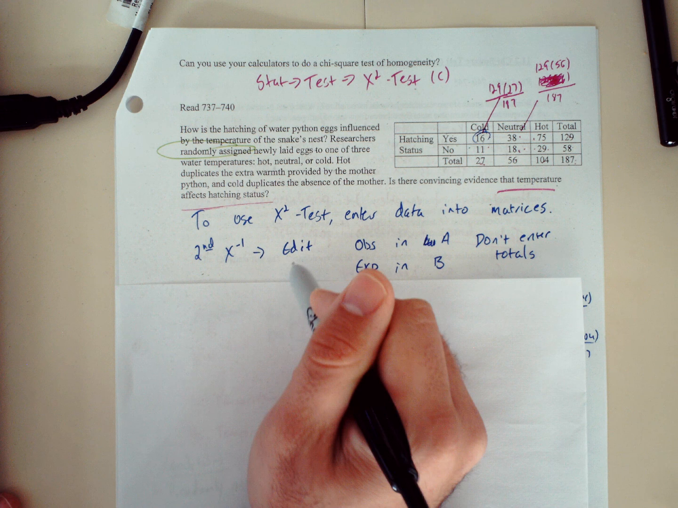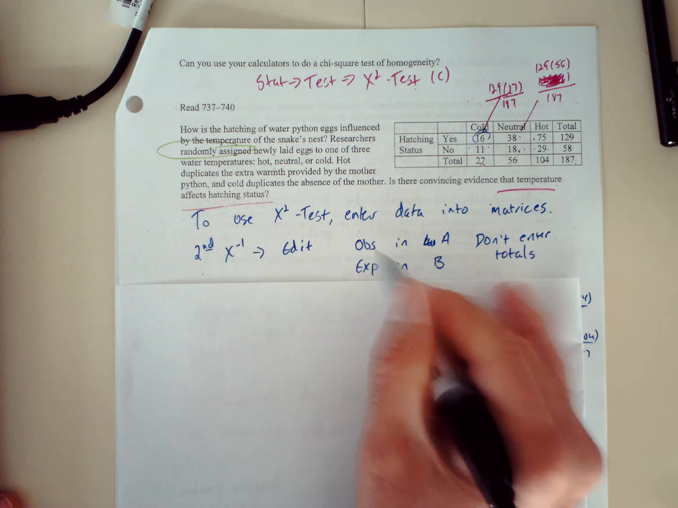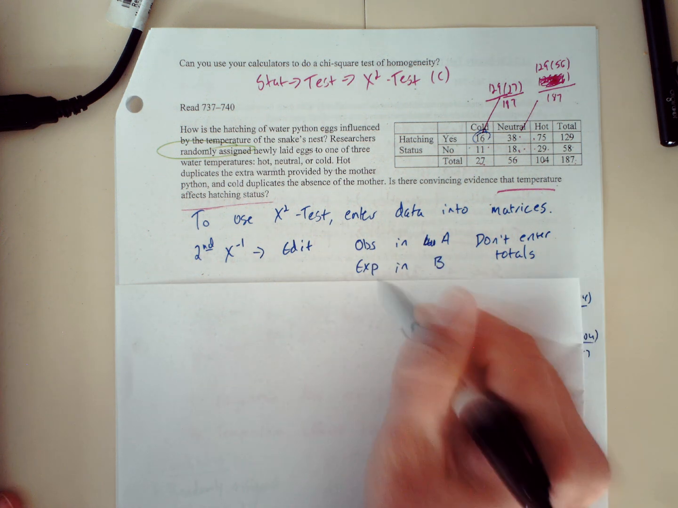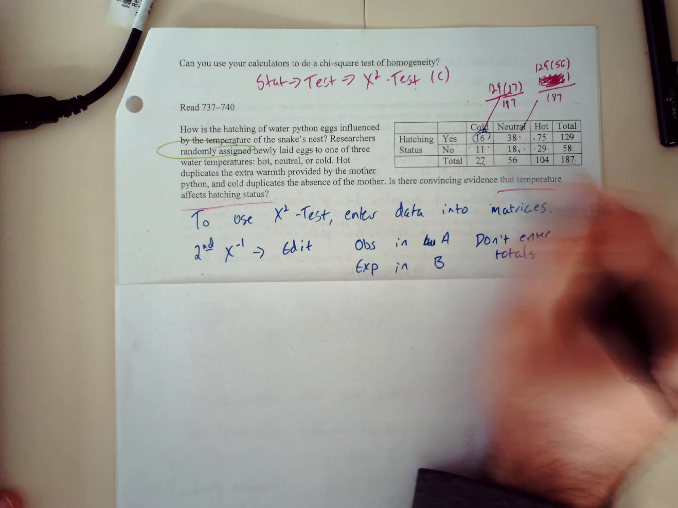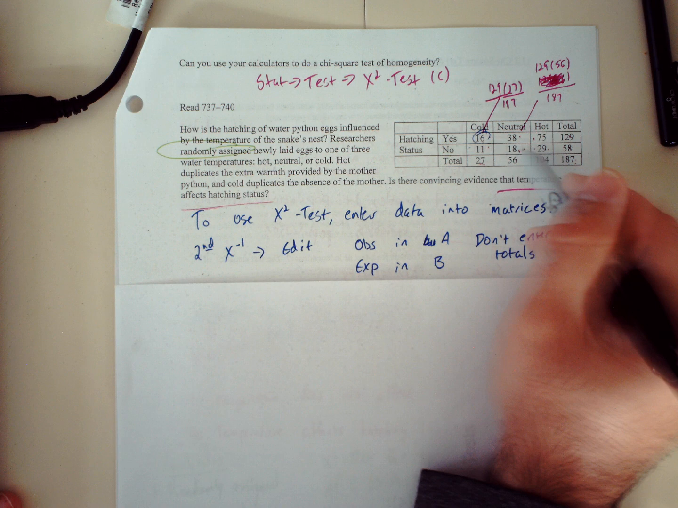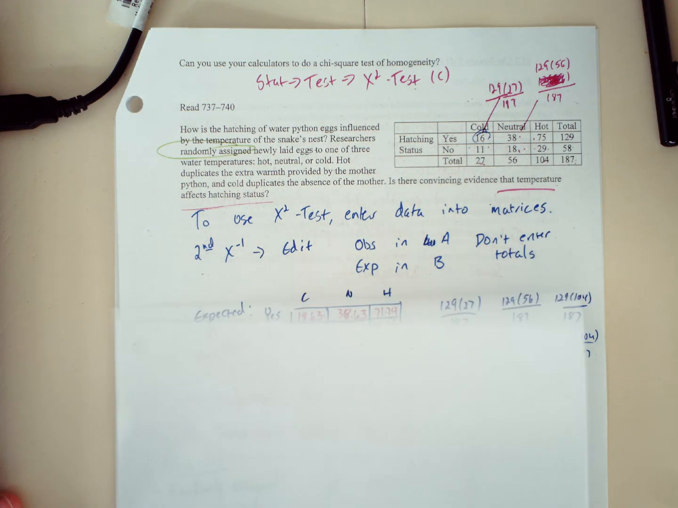And then we're going to have to go to edit to do that. You're going to enter your observed into matrix A and your expected into matrix B. And you don't enter in the totals, so these numbers here won't be entered. Just each of these cells are going to be entered there.